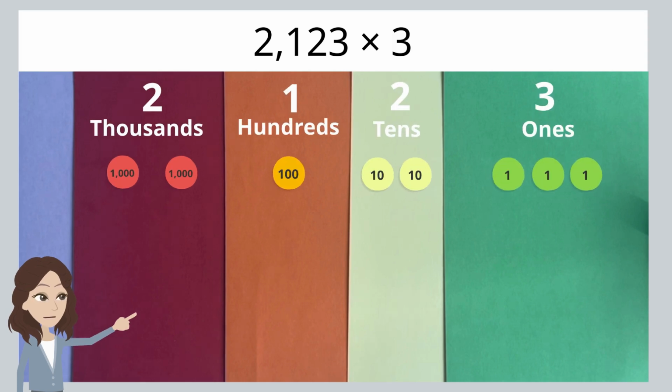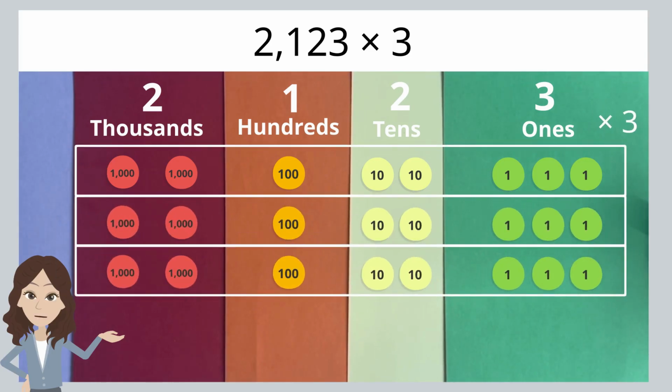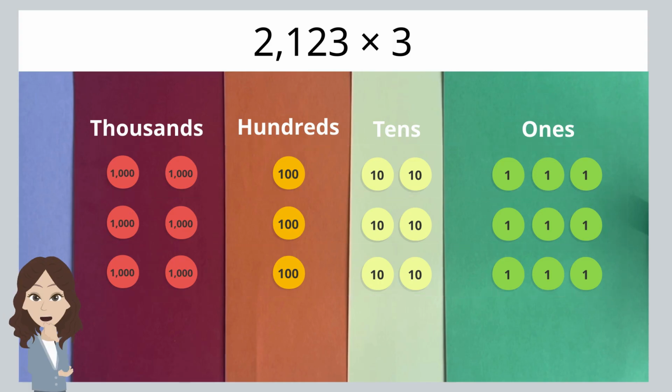2,123. When we multiply 2,123 by 3, it means that we have 3 groups of 2,123. How many number disks are there in each place value column? Pause and discuss with your friends.